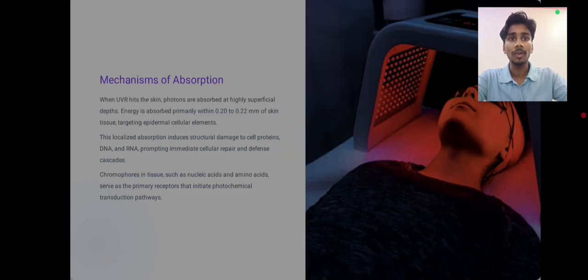The mechanism of absorption. When UVR hits the skin, photons are absorbed at highly superficial depths. Energy is absorbed primarily within 0.2 to 0.22 mm of skin tissue, targeting epidermal cellular elements. The localized absorption induces structural damage to cell proteins, DNA, and RNA, promoting immediate cellular repair and defense cascades.